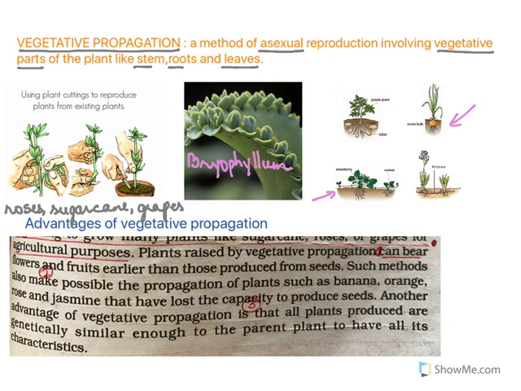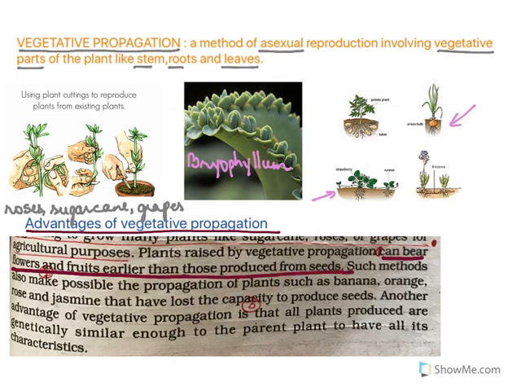The next question is, why do plants reproduce by this method? What are the advantages of vegetative propagation? I've taken this from your textbook. The first advantage of vegetative propagation is that plants that reproduce by vegetative propagation can bear flowers and fruits earlier than those produced by seeds.